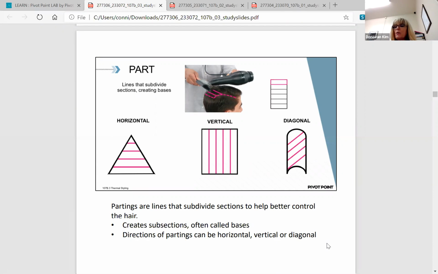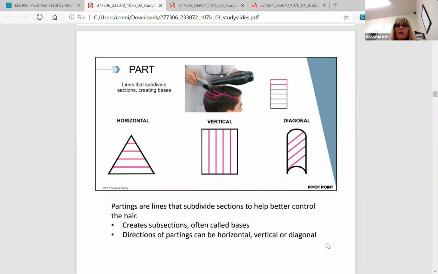All right, so when we part, different sizes of heads, different parts that we may be drying. Somebody has a zero fade, there's no reason to dry the bottom of their hair, right? But they want the top dry. So we may have a triangle depending on the size of their head.